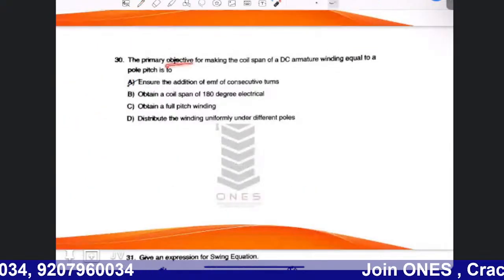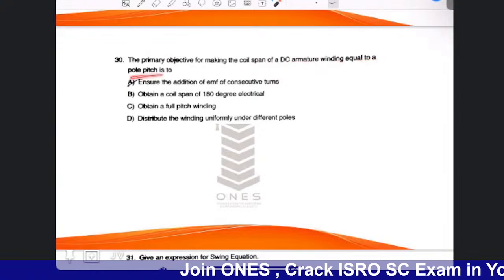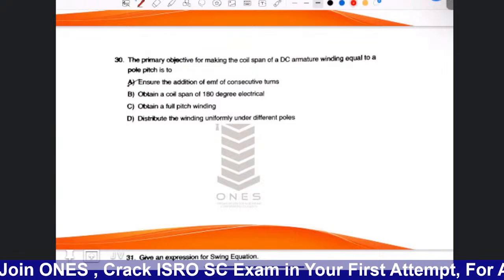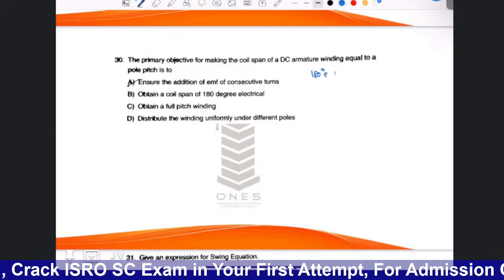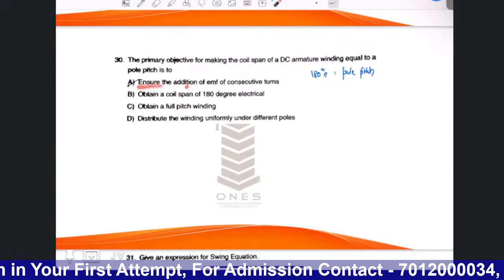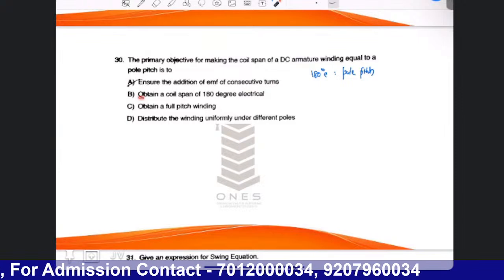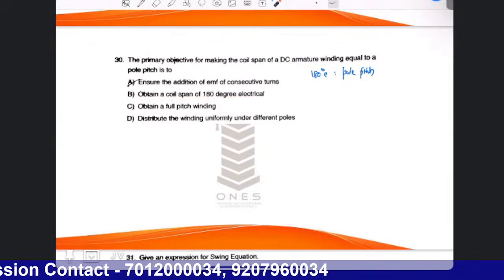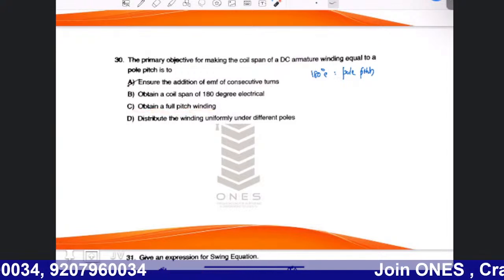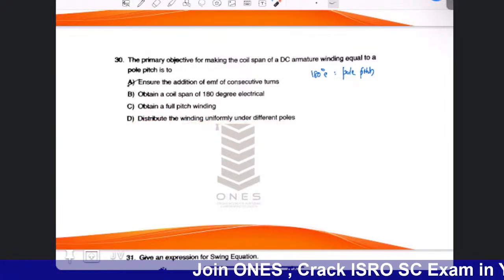Next, the primary objective for making the coil span of a DC armature winding equal to pole pitch is. Okay, pole pitch means what? Pole pitch means 180 degree electrical. Options: ensure the addition of EMF of consecutive terms. Yes, addition happens. Obtain a coil span of 180 degree electrical. Yes, that is 180 degree electrical too. Obtain a full pitch winding. That is also full pitch winding. And distribute the winding uniformly under different poles.